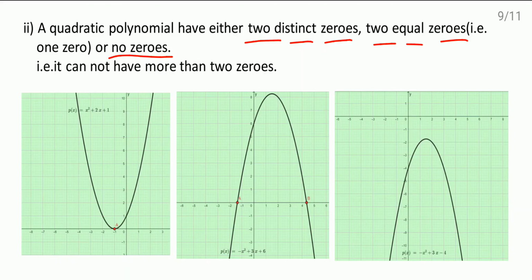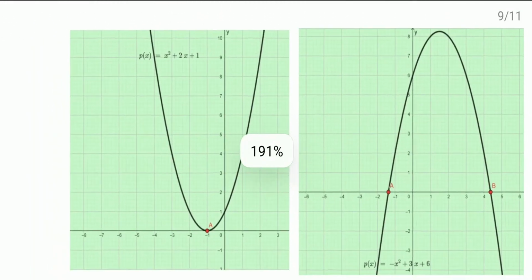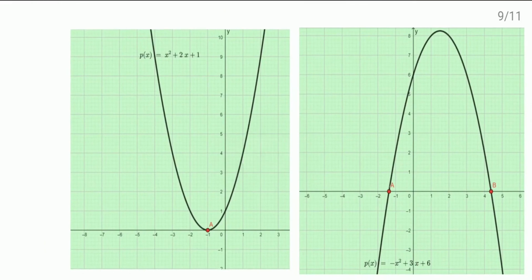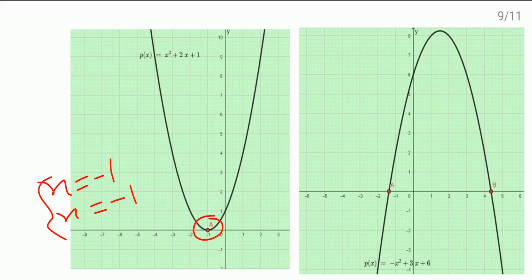Now look at the first graph here. This parabola is intersecting the x-axis only at one point. Correct. But I already said a quadratic polynomial always has two zeros because the degree is 2. But in this case, it is intersecting at only one point. That means only one zero is there. So the value of x equal to minus 1, and the other zero is also x equal to minus 1. Both the zeros are equal. Definitely this has two zeros, but in this case both the zeros are equal.